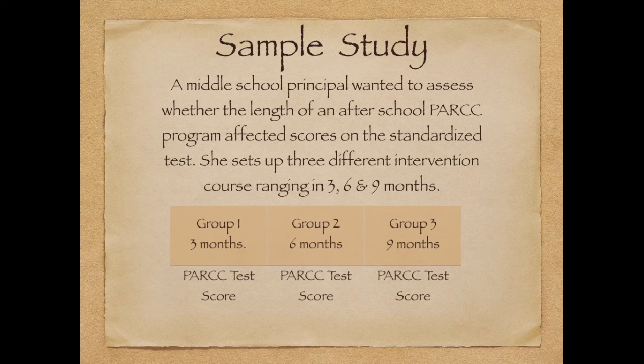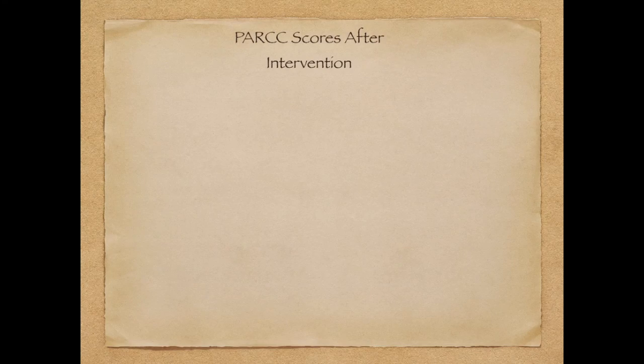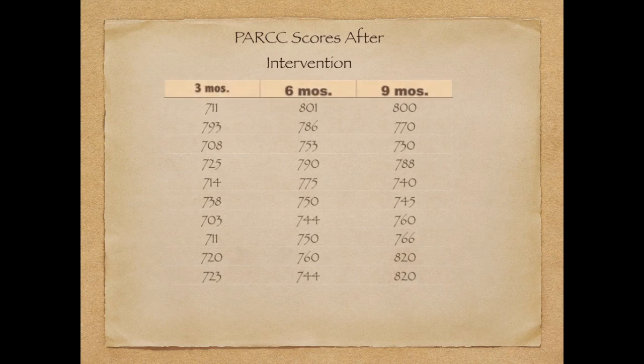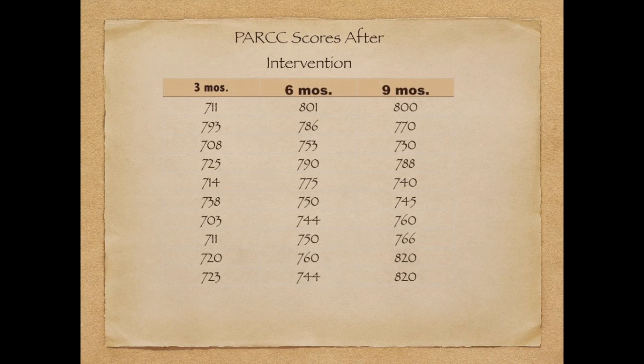The first group is in the program for 3 months, the second group participates for 6, and the last group participates for 9. The school receives the test scores for the participants during the summer months and decides to conduct a one-way ANOVA test to see if there are differences between the groups.